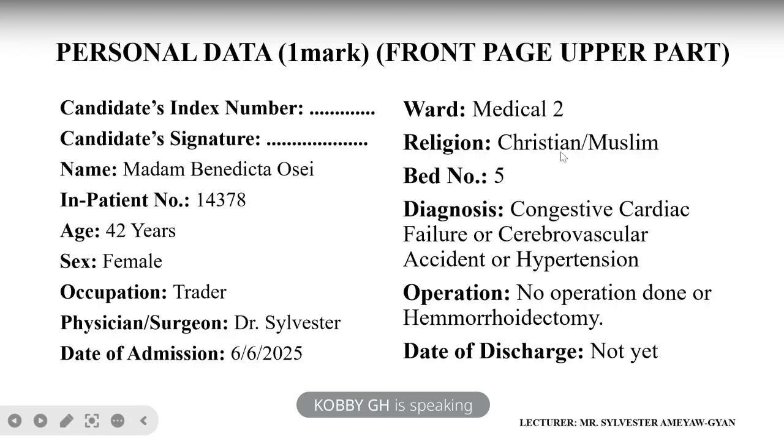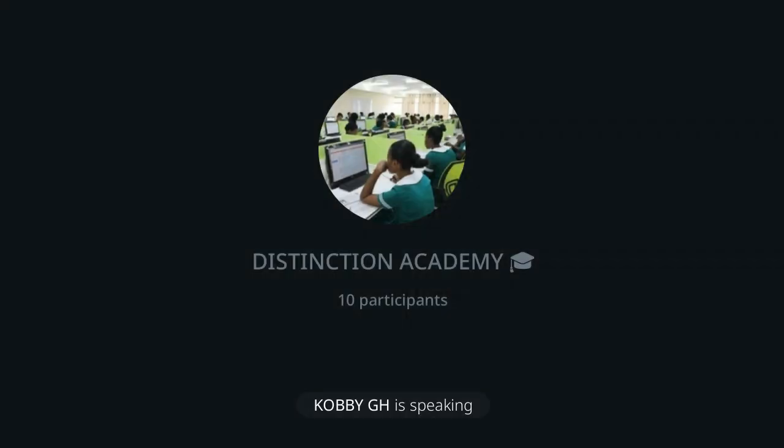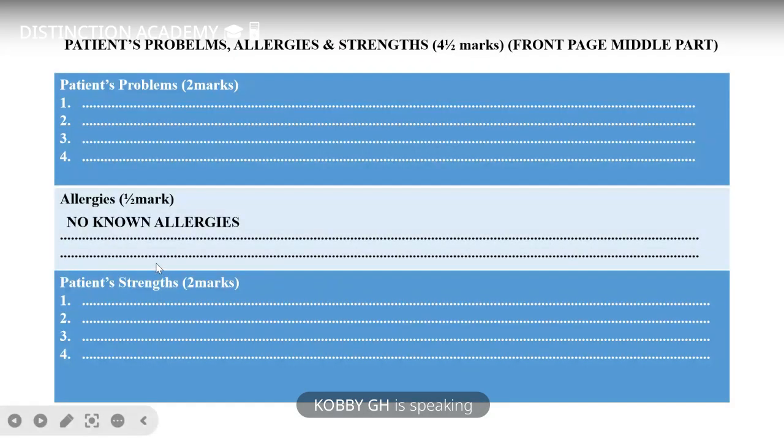Now, the first thing you write is the candidate index number, and then you sign. Once they give you the care plan, the first thing to write is the candidate index number, and then you sign. The index number and signature. Now, listen, after writing the index number and signature, come straight to this side, the allergies, and write no known allergies. Please and please follow this instruction.